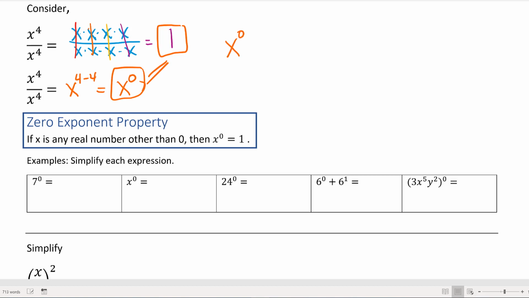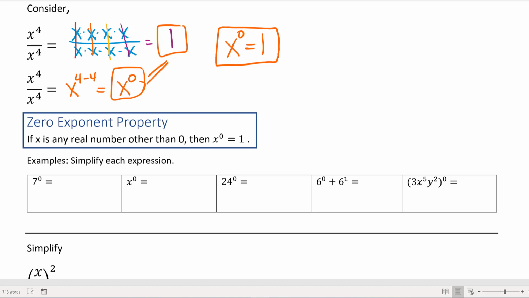So even though it looked like we were just talking about exponents that were the same on the top and the bottom, we really were talking about a 0 exponent. So this is a new rule. It's called the 0 exponent property. If x is any real number other than 0, then x to the 0 is equal to 1.